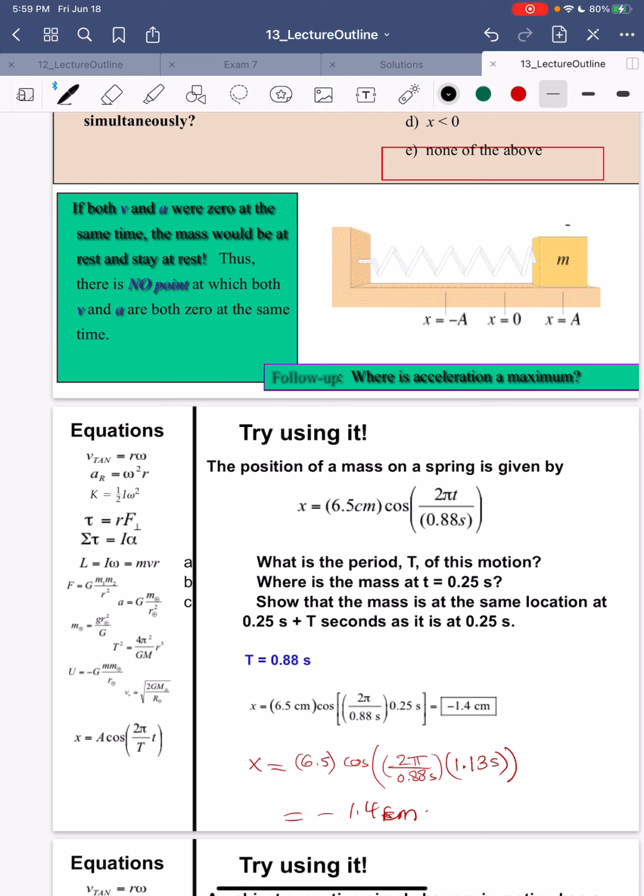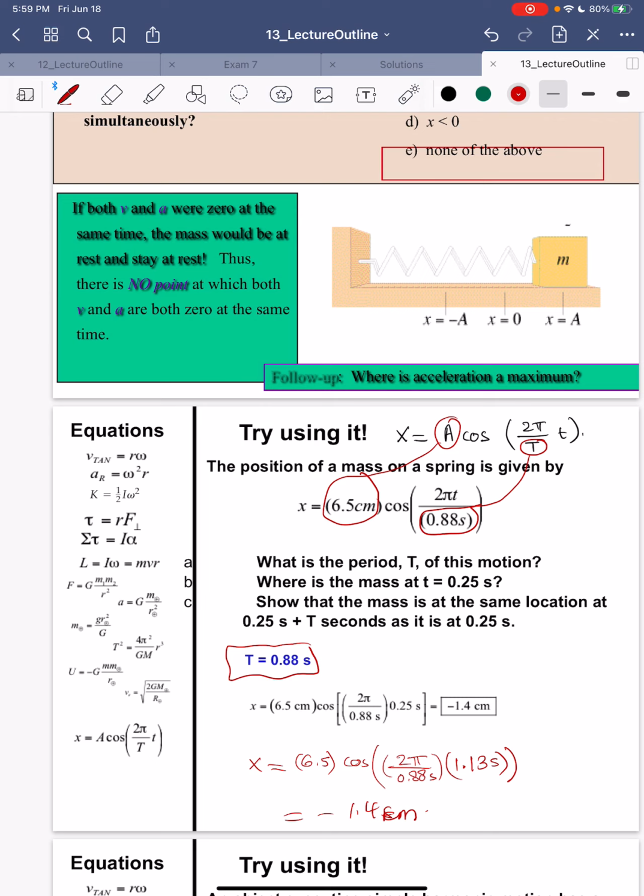Here we have the position of a mass on a spring given by this equation. Always you need to know, when we compare this with x equals A cosine 2 pi over T times t, that this T is this one, this A is this one. All right, then what is the period T of this motion? Right away you're going to say it is 0.88 seconds.